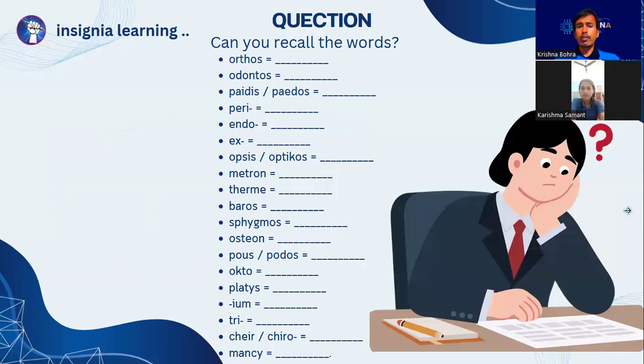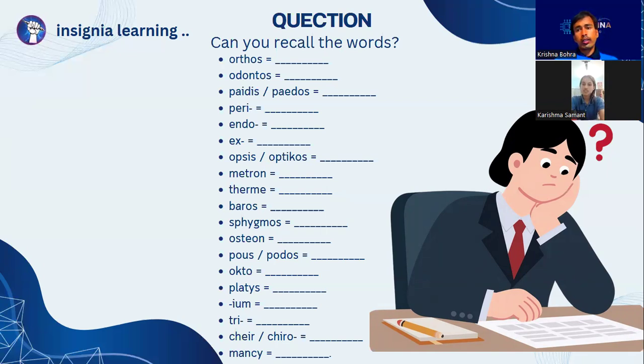So here is a quiz for you. Can you recall the word? I will give some suffix or prefix, and based on that, you need to revise what they stand for. So ortho stands for? Orthodontist. Orthodontics. Okay, no worry. You can make any guesses, wild guesses, everything is acceptable. Ortho specialist. No, what does ortho mean?